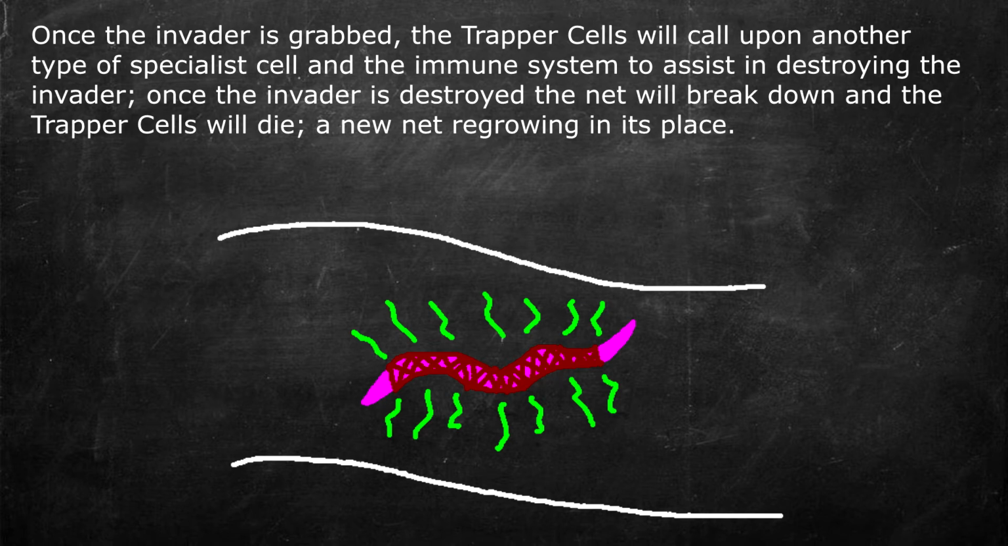Once the invader is grabbed, the trapper cells will call upon another type of specialist cell and the immune system to assist in destroying the invader. Once the invader is destroyed, the net will break down and the trapper cells will die, a new net regrowing in its place.